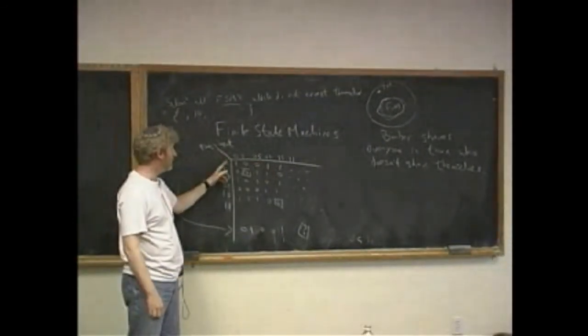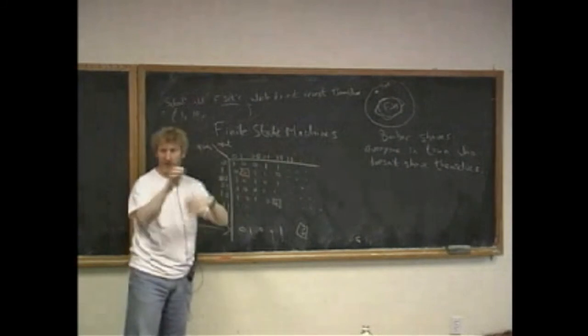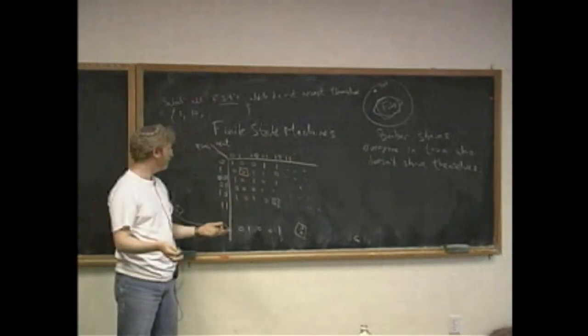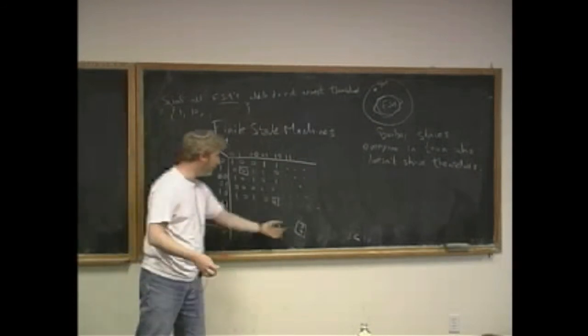Give me a finite state machine. Give me an input. I can tell you 1010. I can just execute it and tell you what happens. And I could do it for every single one. And I get this funny contradiction.